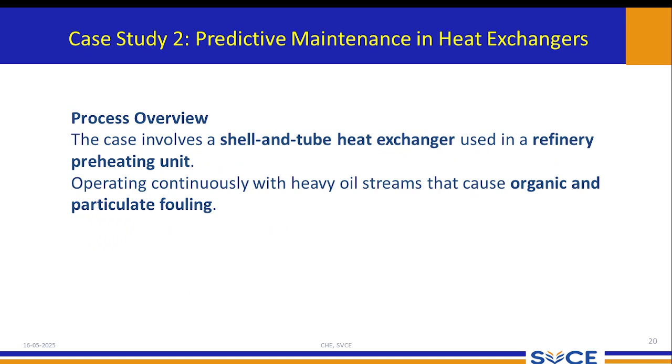So, the process overview. The case involves a shell and tube heat exchanger, two shell, two tube pass, used in a refinery preheating unit. Just imagine the process operating continuously with a heavy oil stream. So when you operate with a heavy oil stream, what will happen? Obviously, it will cause organic and particulate fouling.